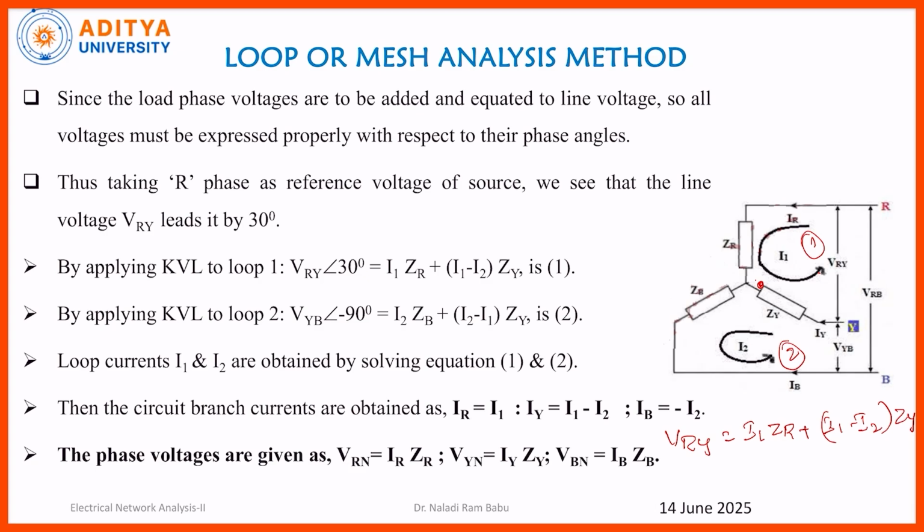Now I am going to write the KVL equation at loop 2, that means this part. Here the voltage is the source, so that's why I have written VYB outside. VYB is equal to, now see, this part.